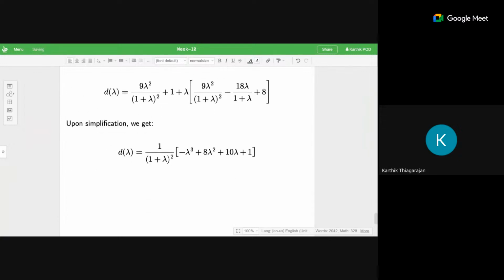Okay, now the question is, how do you solve this? How do you solve for the primal optimum? Sorry, the dual optimum.